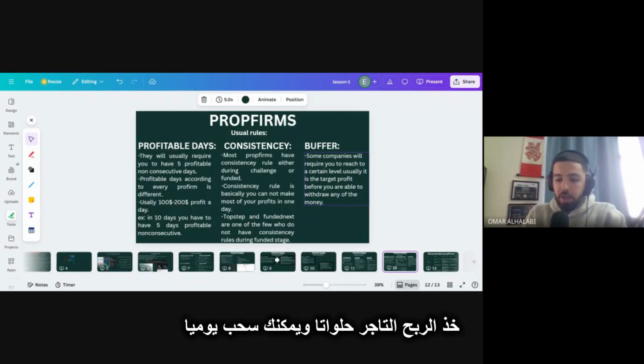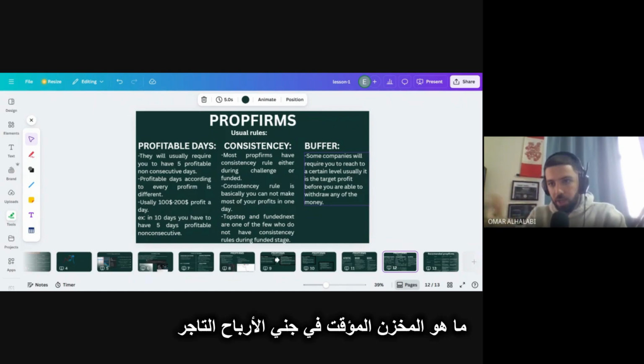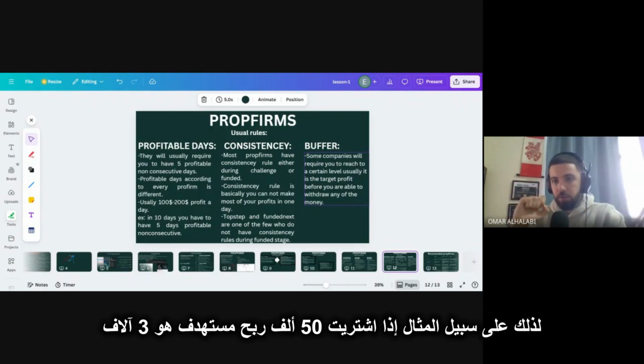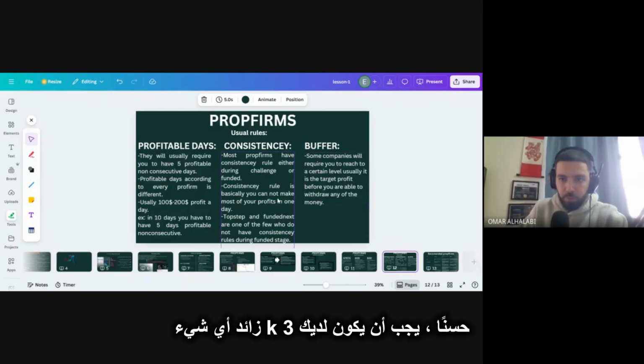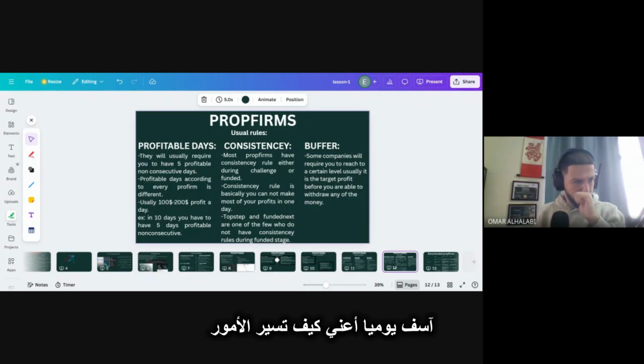Okay, Take Profit Trader is nice, and you can withdraw daily as long as you stay above the buffer. What's the buffer in Take Profit Trader? It's the target profit. So for example, you bought 50K, the target profit is 3K. So you need to have 3K, plus anything above 3K you can take out daily. You understand? So it's nice.